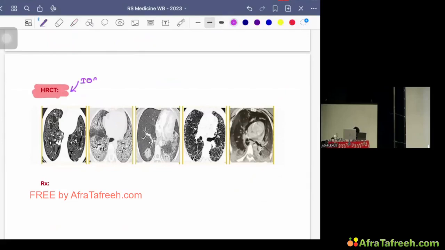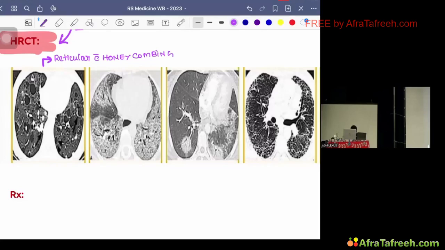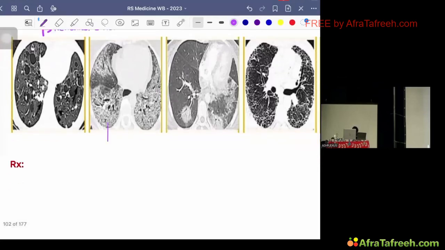Whenever you do HRCT, you are going to see the pattern of involvement. You get to see a lot of patterns in HRCT. You can get a reticular pattern with honeycombing, or you can get a pattern like this, which is called the ground glass appearance.